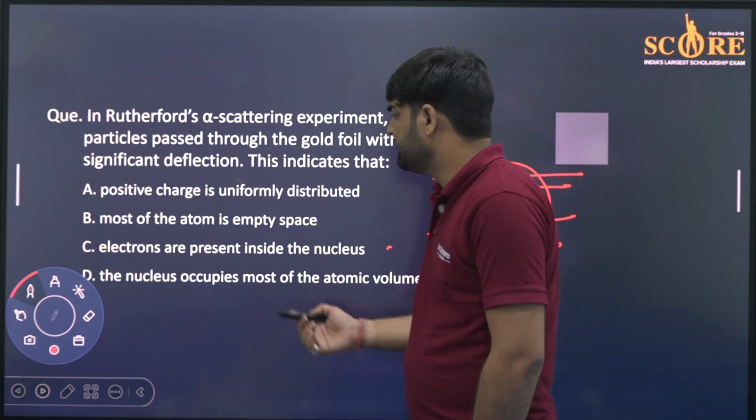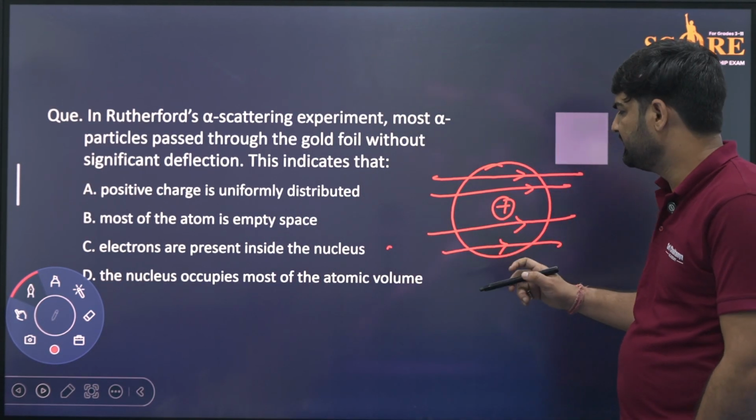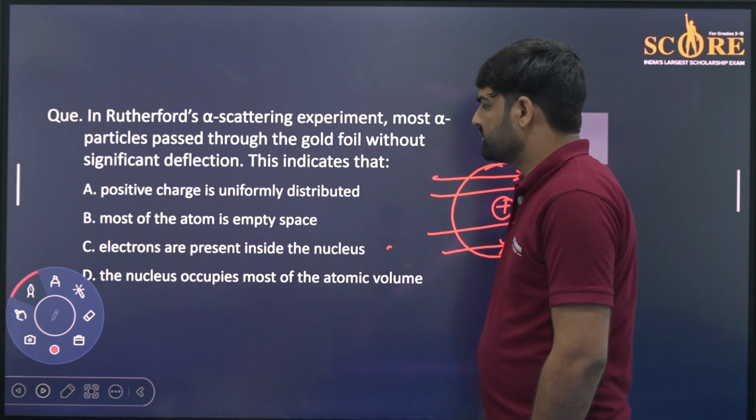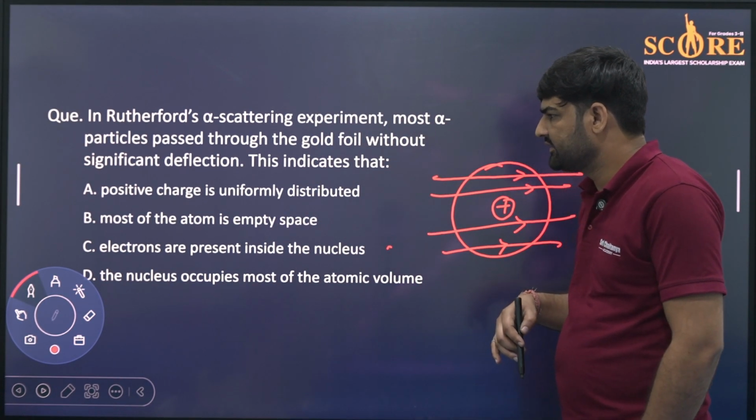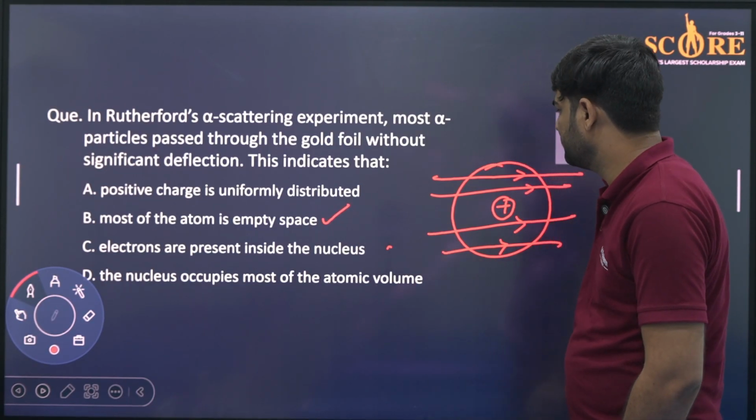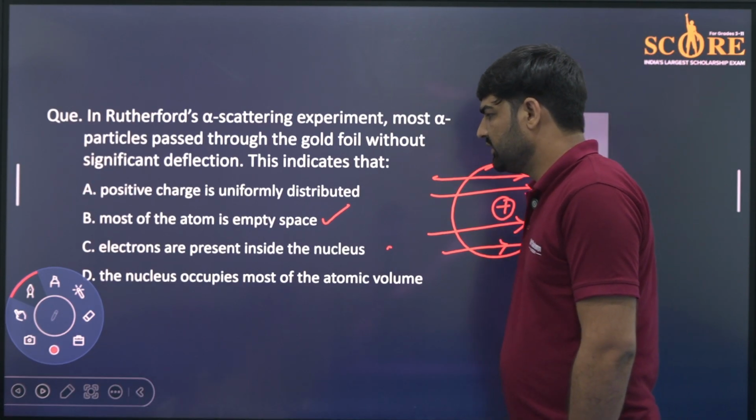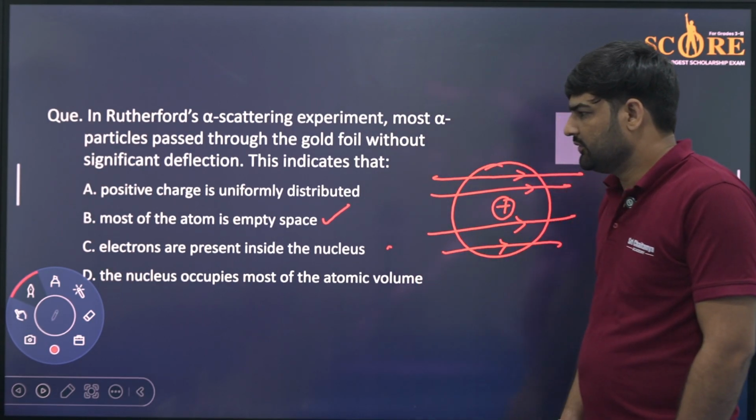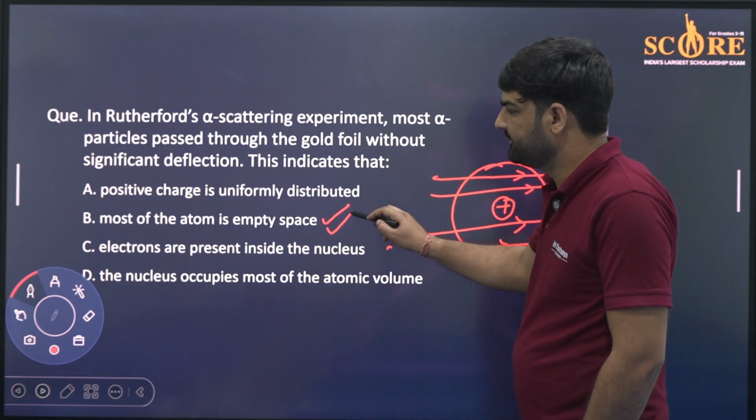First option, positive charge is uniformly distributed. This is wrong. Positive charge is concentrated only at the center of the atom. Most of the atom is empty space. This is correct. Electrons are present inside the nucleus. That is wrong. Electrons are in circular path. The nucleus occupies most of the atomic volume. Nucleus occupies very small volume. So your answer is the second option.